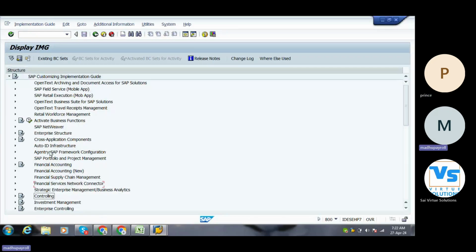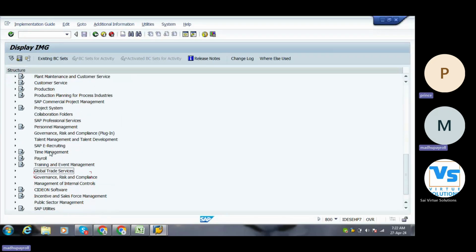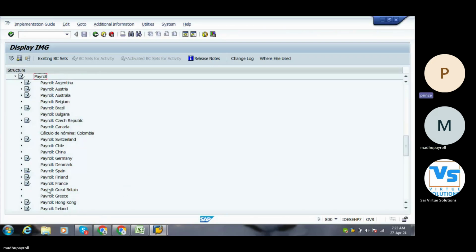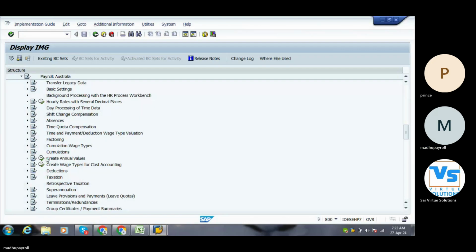Okay, if you want, so that is the thing. What are the major changes? I can show you. Leave loading, Australia. Here, taxation.